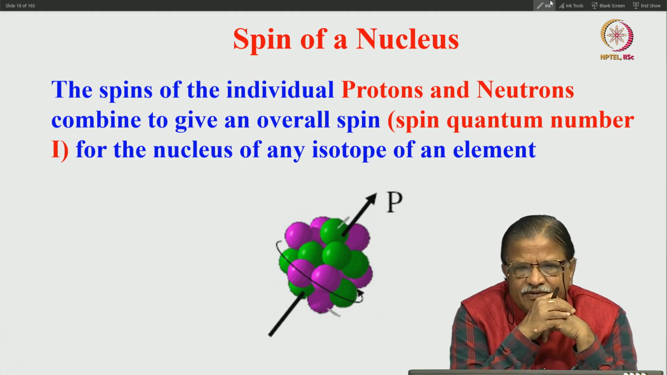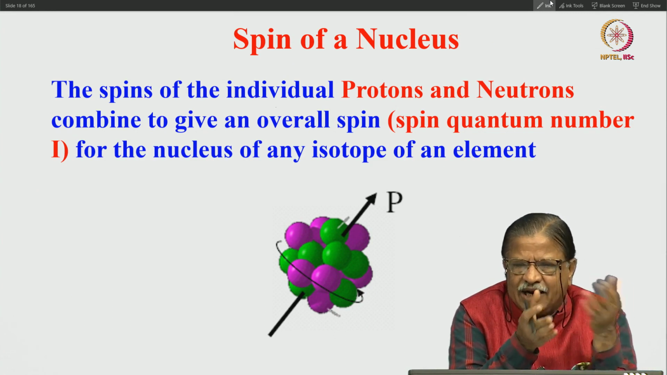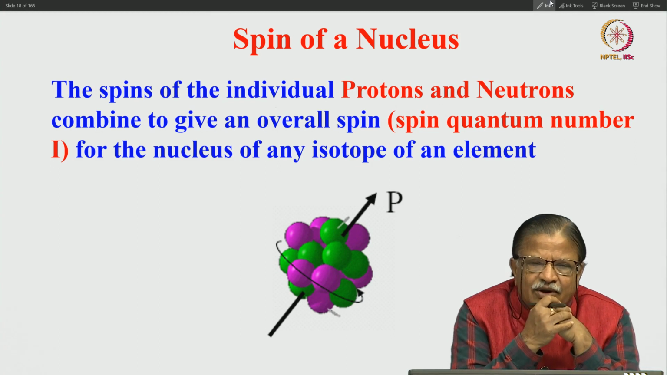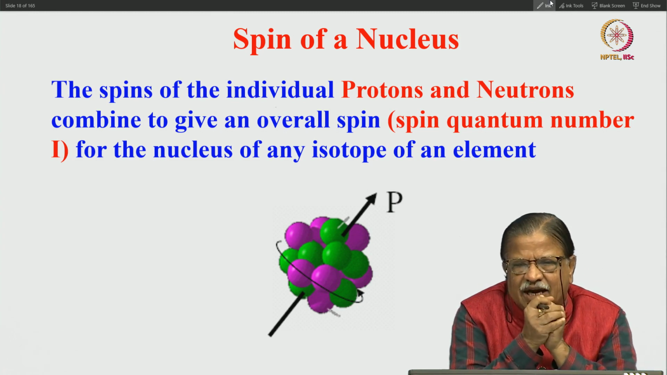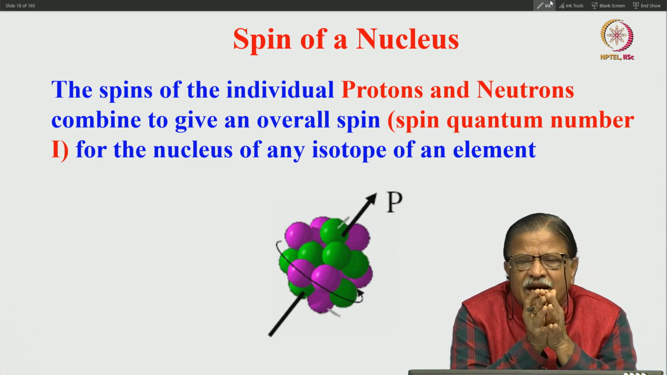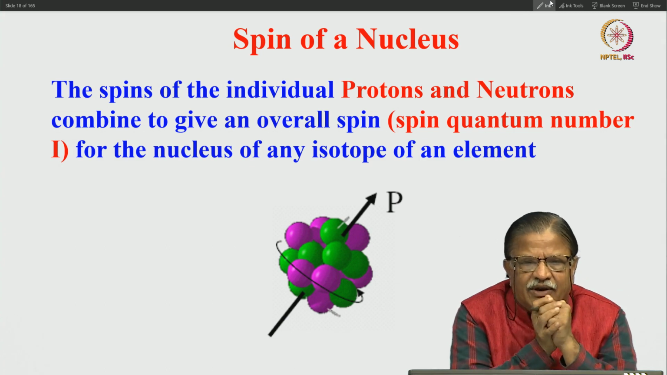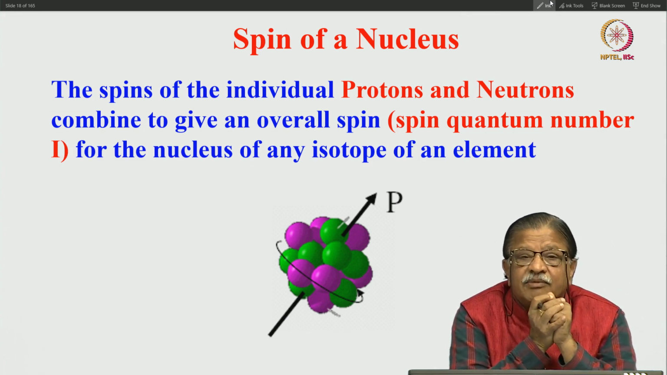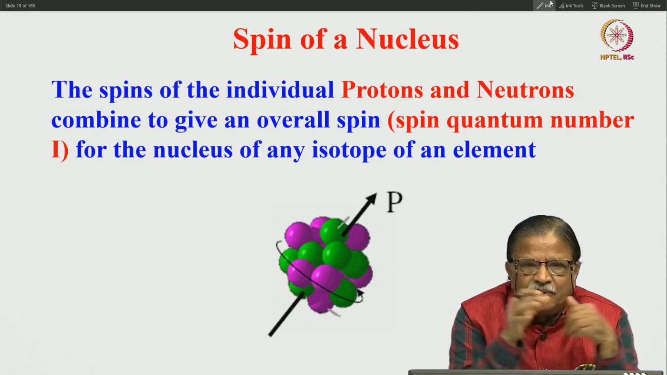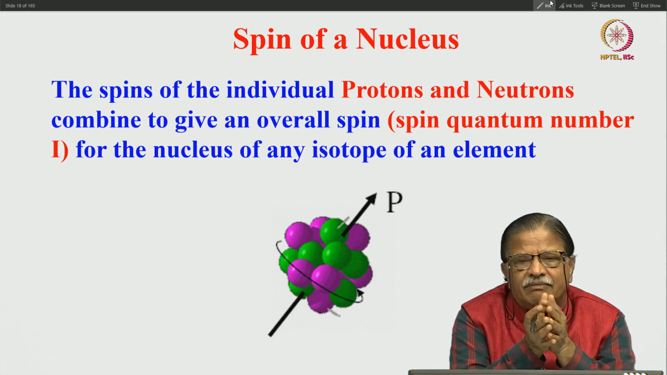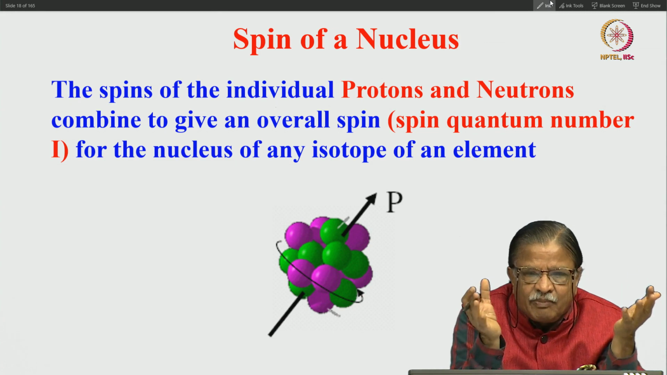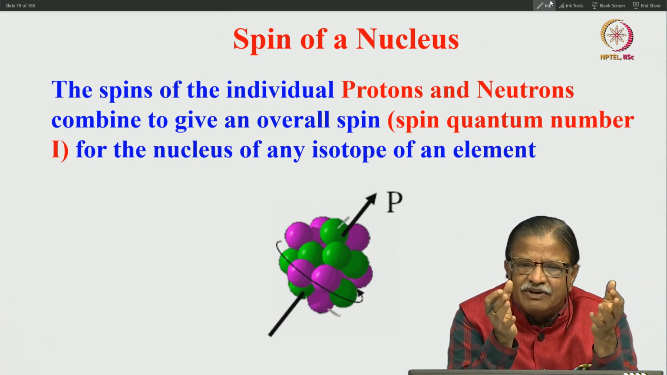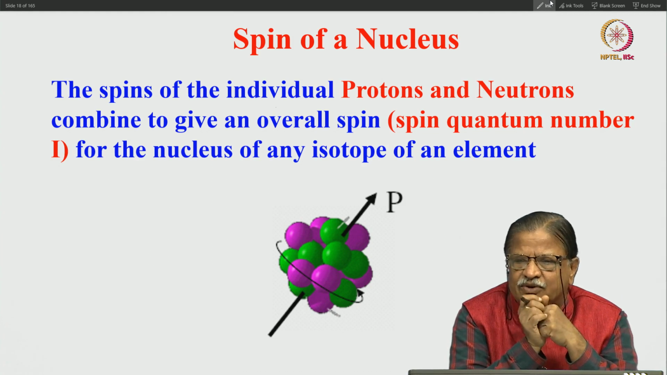Now, if you go to the spin of a nucleus, the individual protons and neutrons, as I said, have spin half. Inside the nucleus, we have nucleons, a word meaning the combination of neutrons and protons together. These individual protons and neutrons combine to give an overall spin for the nucleus of any isotope of an element. How do they combine? It was all discussed in one of my previous NPTEL courses.